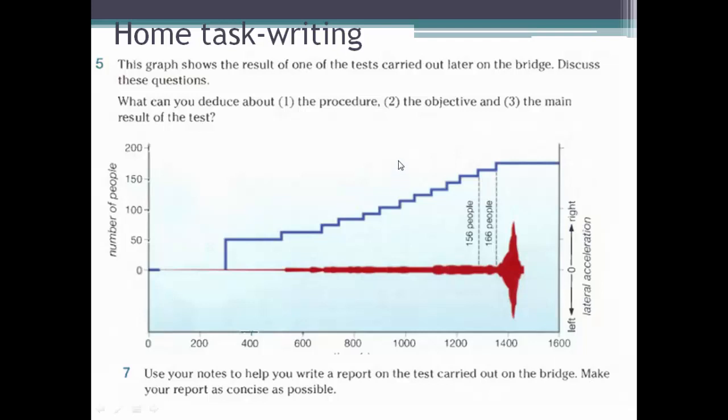Then home task, writing. So at home you need to pay attention and write this report for the graph. This graph shows the result of one of the tests carried out later on the bridge. Discuss this question. What can you deduce about 1, the procedure, 2, the objective, 3, the main result of the test. So you need to write 3 main features in this writing task. Pay attention to these numbers, and these numbers left to right side, magnitude of earthquake.